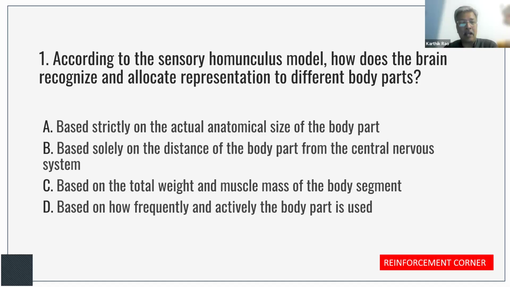So let's have a quick recap. I would like to know your understanding of this. According to the sensory homunculus model, how does the brain recognize and allocate representation to different body parts? We have four options. You can give the answers in the chat box. Is it based strictly on the actual anatomical size, or on the distance of the body part? Is it based on total weight and muscle mass, or on how frequently and actively the body part is being used? Let me give you a few seconds to respond. You can just type A, B, C, or D. Thank you.